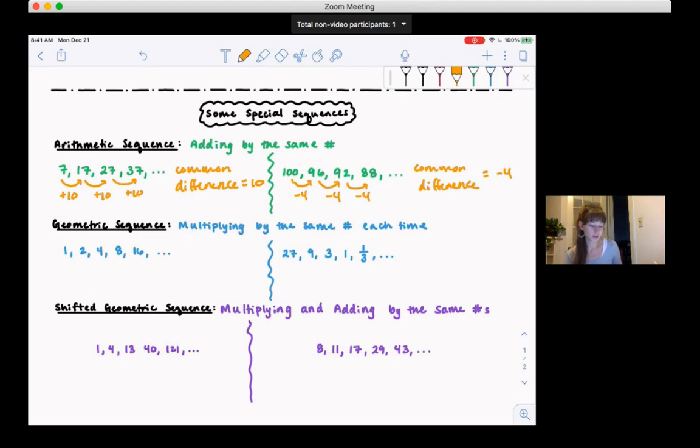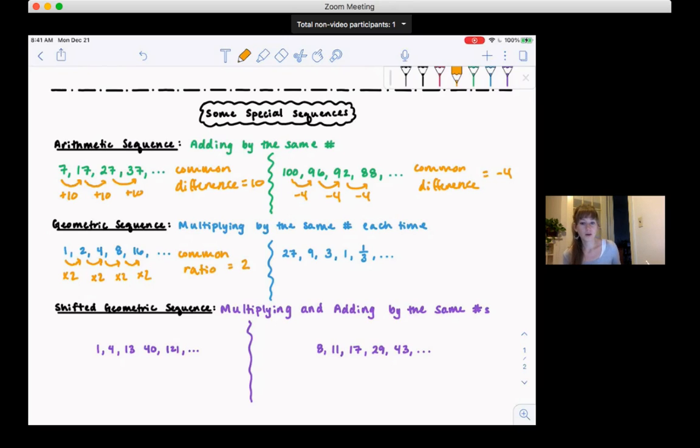The next type is a geometric sequence, and in a geometric sequence, you are always multiplying by the same number. So instead of adding, we multiply. So for example, our first sequence here, from 1 to 2, we multiply by 2. 2 to 4, we multiply by 2. 4 to 8, multiply by 2. 8 to 16, multiply by 2. So we're always multiplying by 2 to get the next term. That makes this a geometric sequence. And in this case, we call this 2, the number we multiply by, the common ratio. So whatever you multiply by, that's the common ratio.